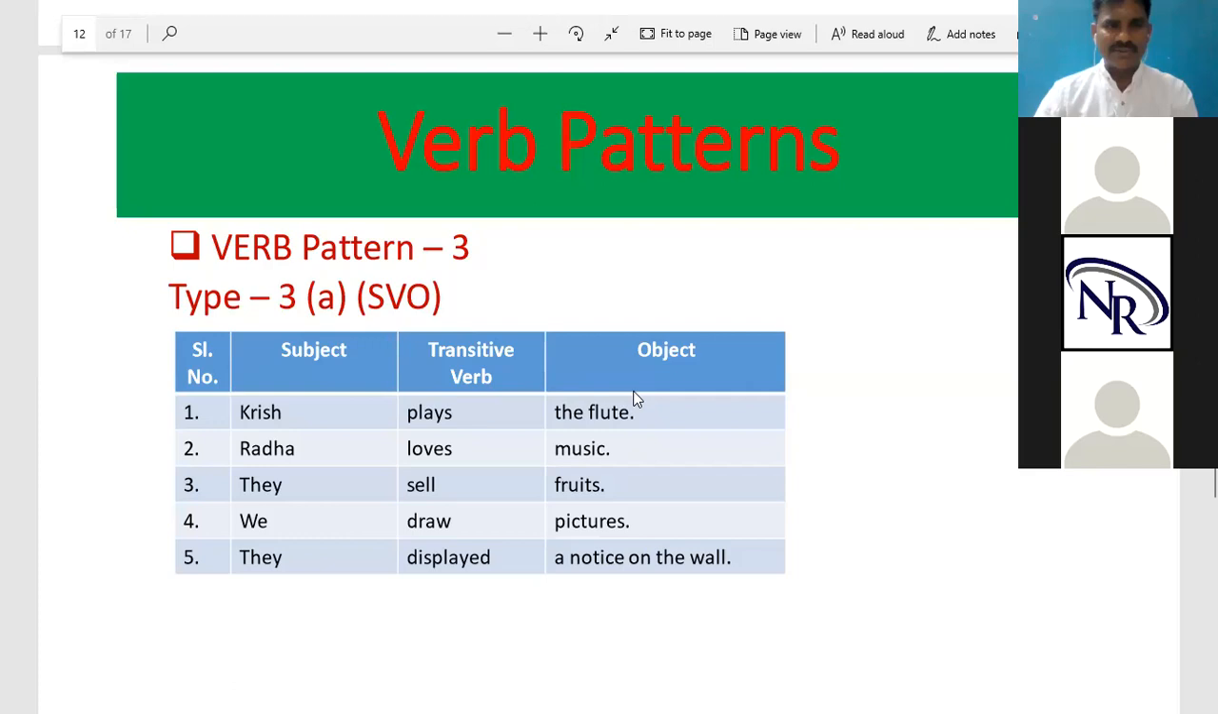Radha loves what? Music. So Radha loves music. They sell fruits. Sell what? Fruits. So sell is a transitive verb. We draw pictures. Draw what? Pictures. They displayed a notice on the wall. Displayed what? A notice on the wall. So this is the common pattern.